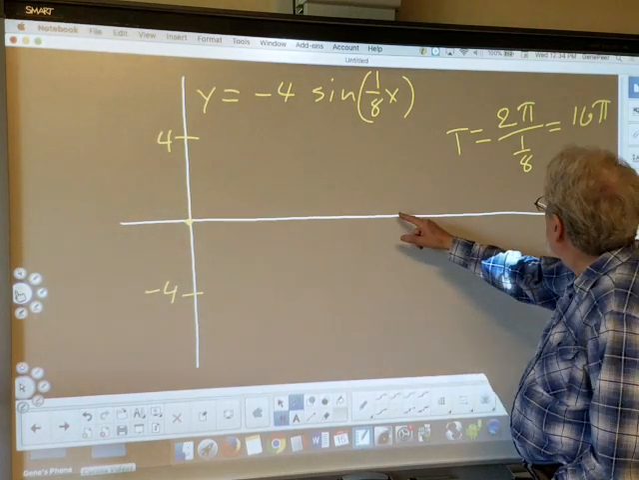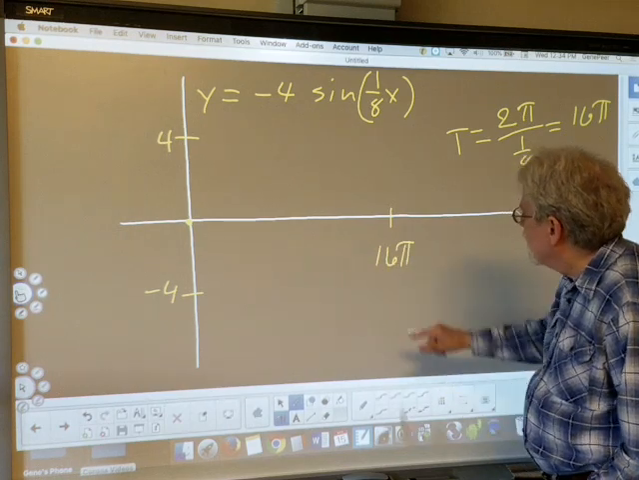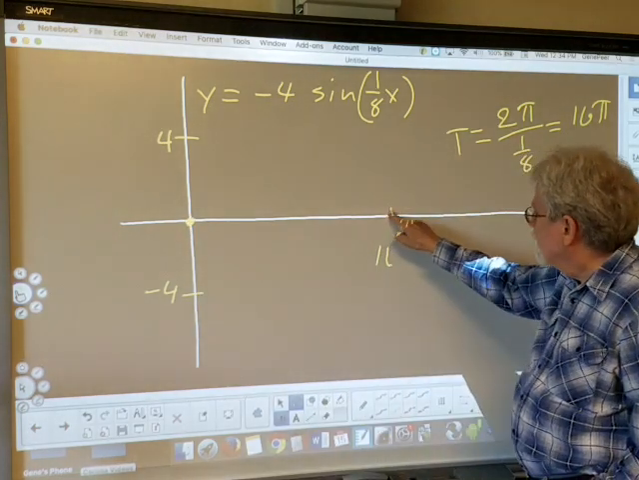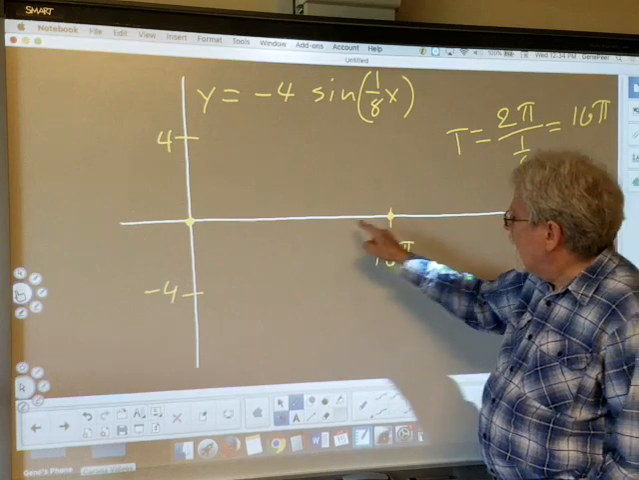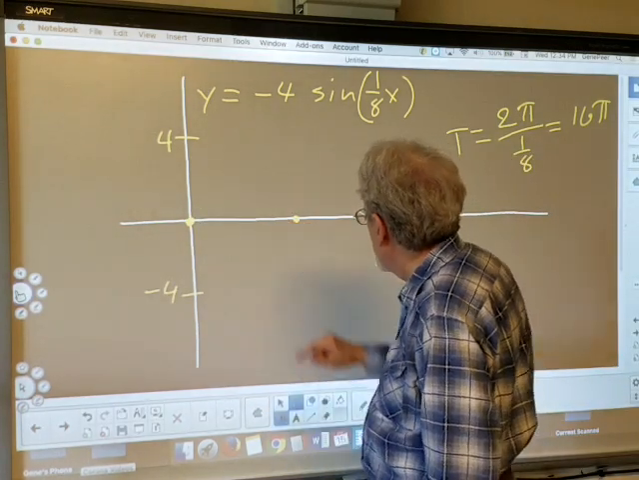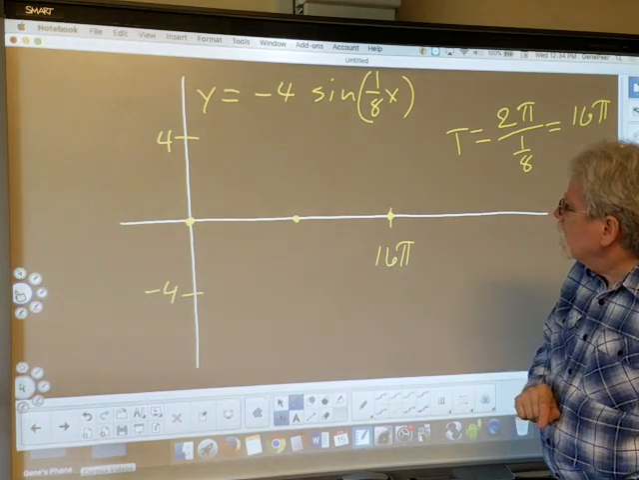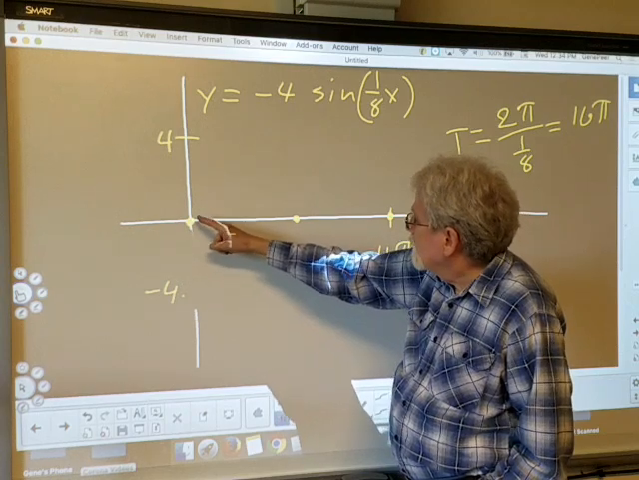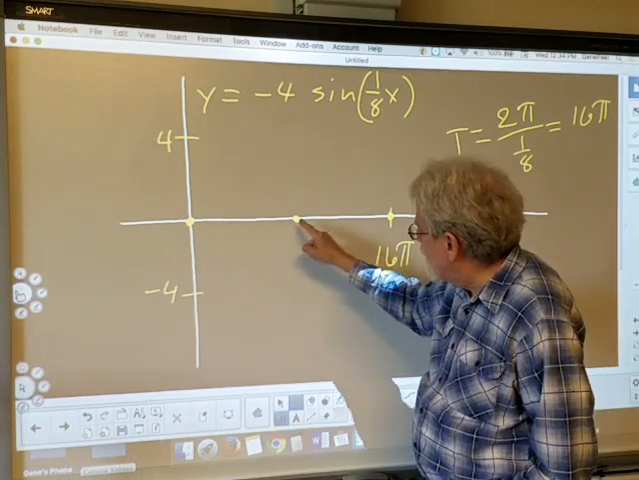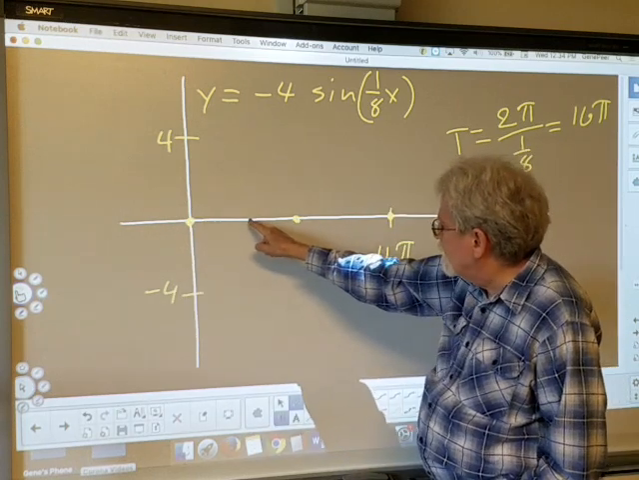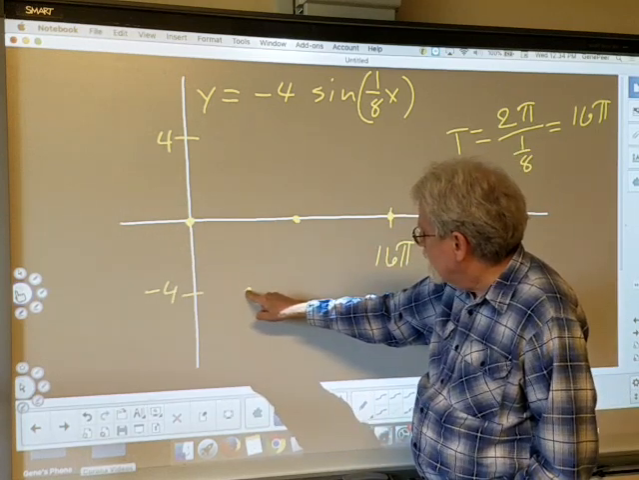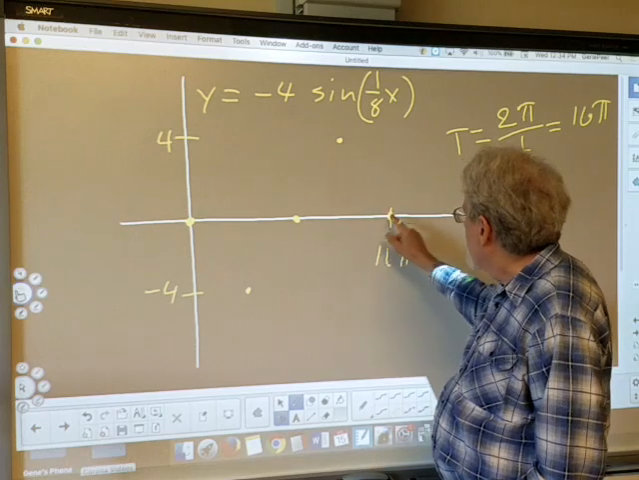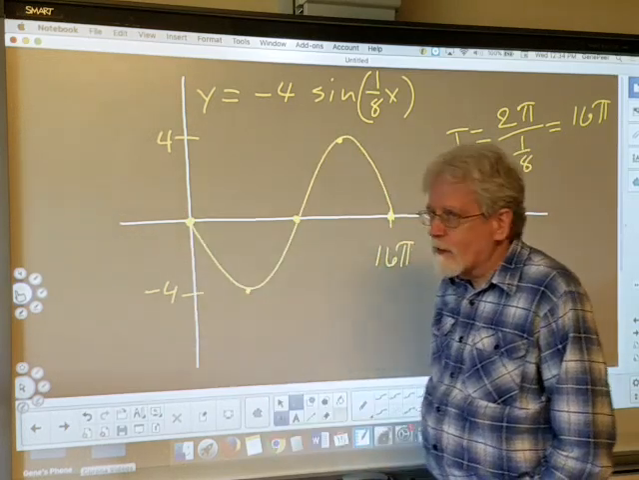It has one cycle in the space of 16 pi. Wow. It starts here. It must end here. It has to pass through the axis again halfway between. So 8 pi would be right about there. Well, let's see, this one's going to be upside down, so let's talk about the minimum point first. It's going to go downward, so its first minimum point will be halfway between 0 and 8 pi, so at 4 pi, down here. And then at 12 pi, it's going to be up here. And so our curve, notice how they all look the same.